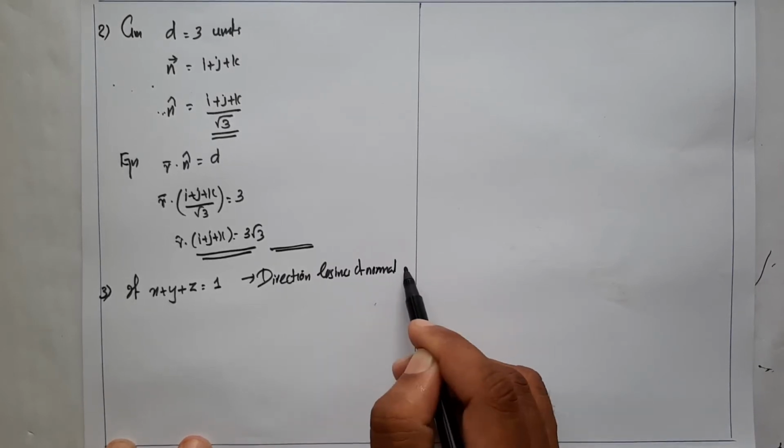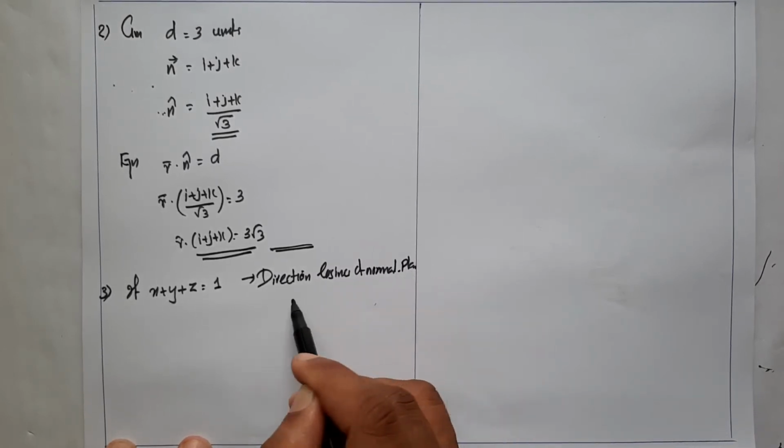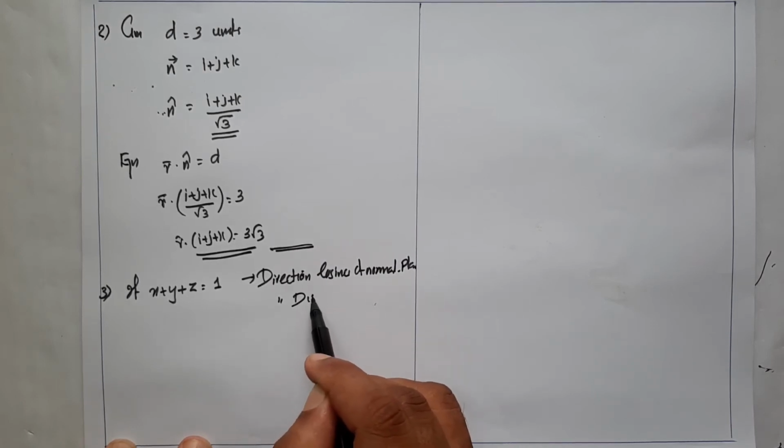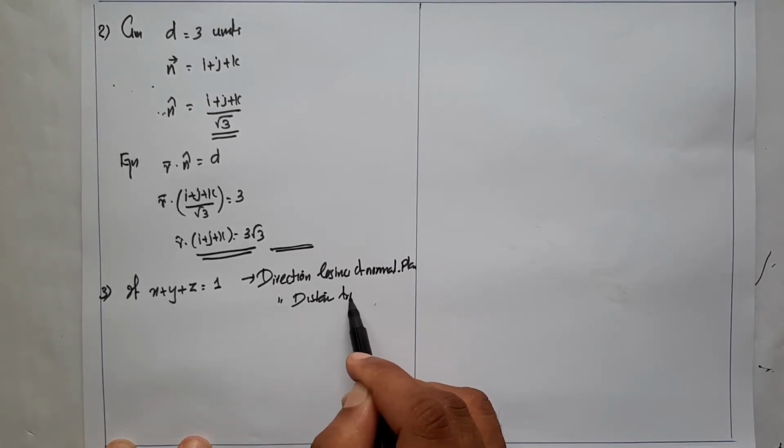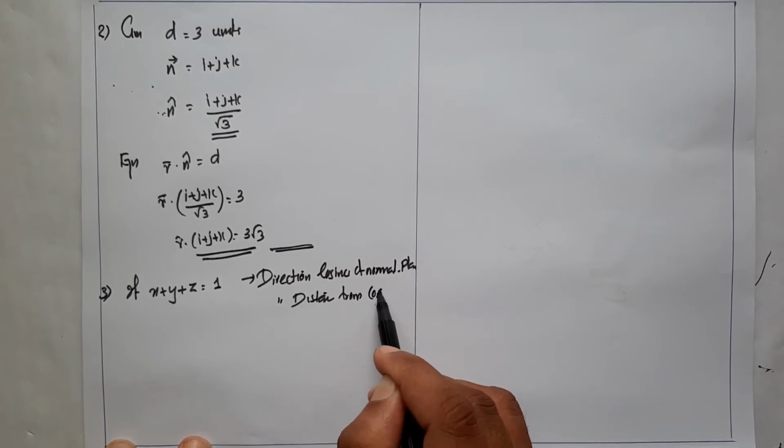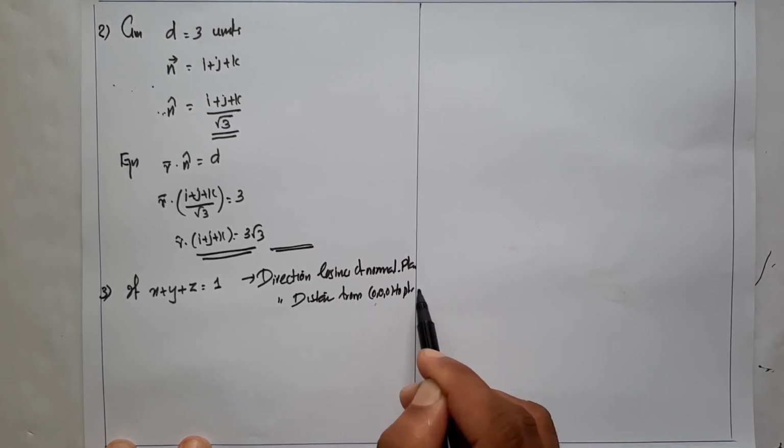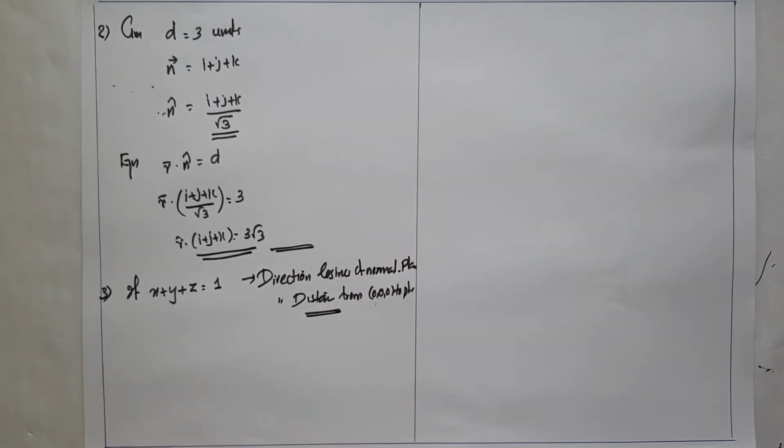Normal means perpendicular to the plane, and we also need the distance from the origin to the plane. The equation of the plane is already given: x plus y plus z equal to 1. That means the Cartesian form, the general form, is already given. We find the direction cosines of the normal to the plane and the distance from the origin to the plane.